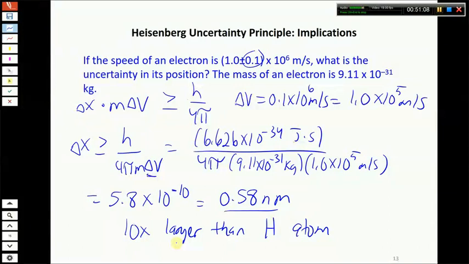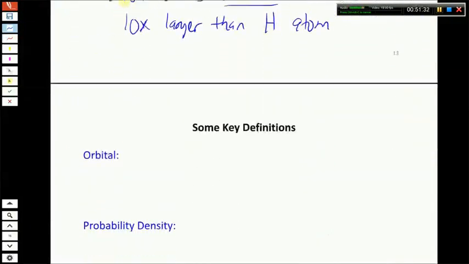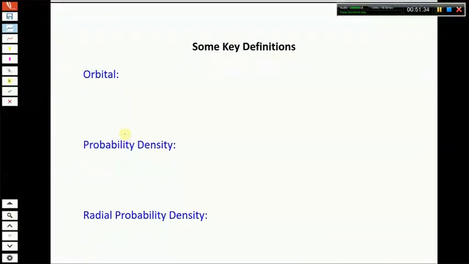So this, I hope, demonstrates the concept that if we have really tiny objects like electrons that have masses on the order of 10 to the minus 31 kilograms, we cannot know precisely where it is. Okay? So again, don't worry about the details of this calculation, but the point is this quantum mechanical model tells us that we can't know exactly where it is at a given time. Alright, so before we start talking about this in more detail, let's get some more definitions out of the way.